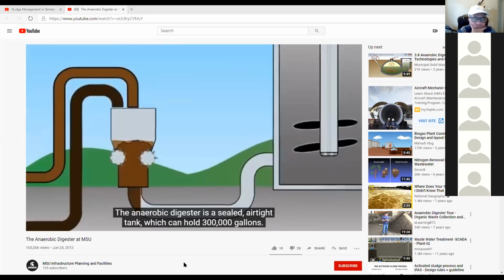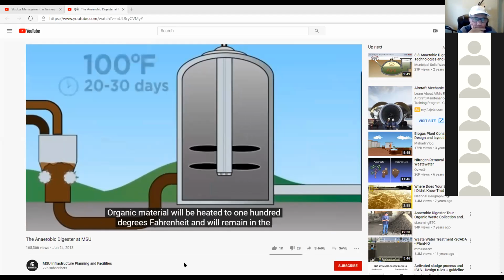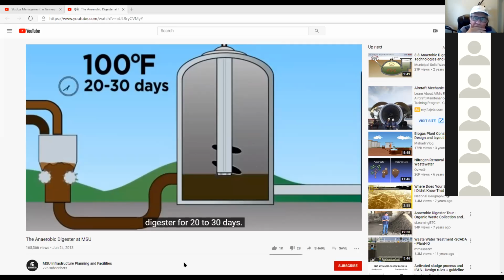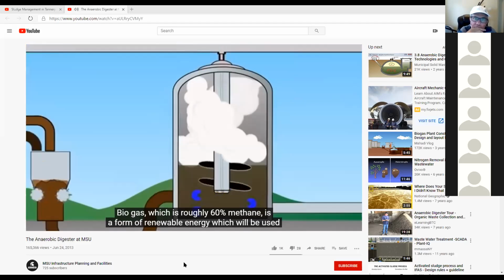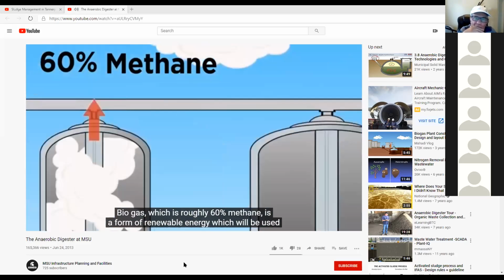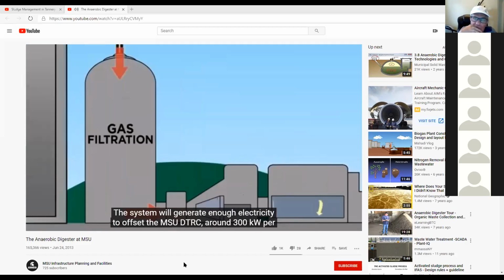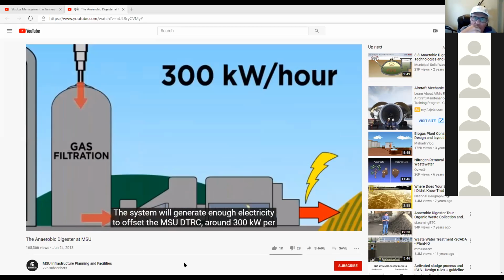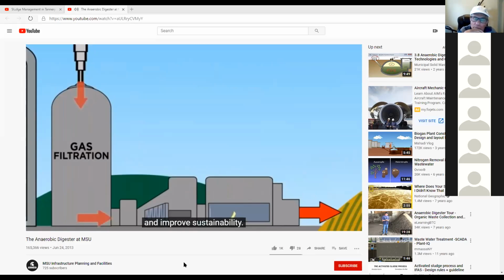The anaerobic digester is a sealed, airtight tank which can hold 300,000 gallons. Organic material will be heated to 100 degrees Fahrenheit and will remain in the digester for 20 to 30 days. Inside the tank, mixers in the digester evenly distribute microorganisms. These microorganisms break down the mixture, producing biogas and nutrient-rich digestate. Biogas, which is roughly 60% methane, is a form of renewable energy which will be used to generate electricity. The system will generate enough electricity to offset the MSU Dairy Teaching and Research Center, around 300 kilowatts per hour, with enough left over to help power MSU. The capturing and use of biogas will generate energy, shrink the carbon footprint of campus, and improve sustainability.